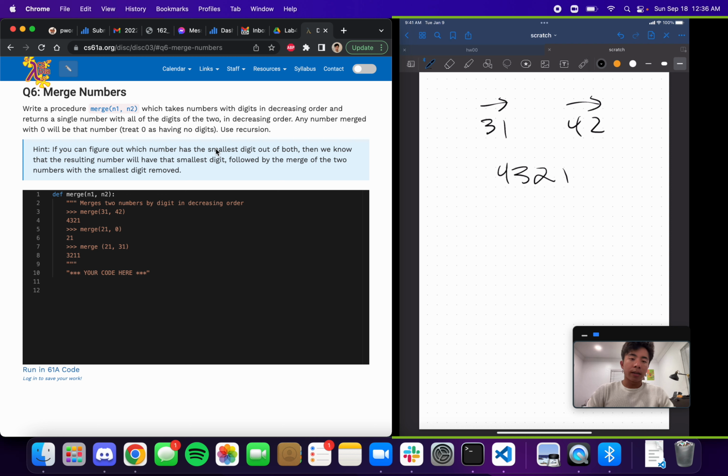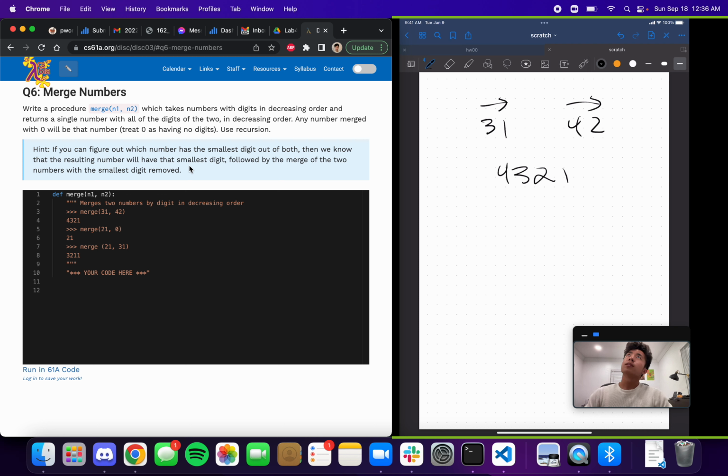A couple of hints, if you haven't started this discussion problem yet: if you can figure out which number has the smallest digit, then we know that the resulting number will have that smallest digit followed by the merge of the two numbers with the smallest digit removed. So it discusses the recursive call, and we can talk about that.